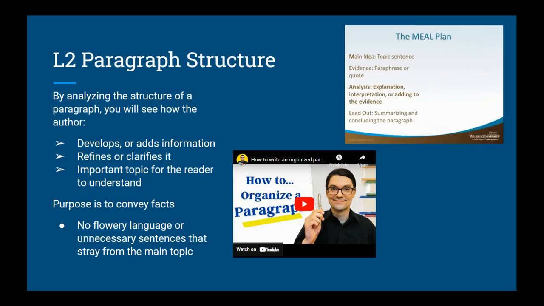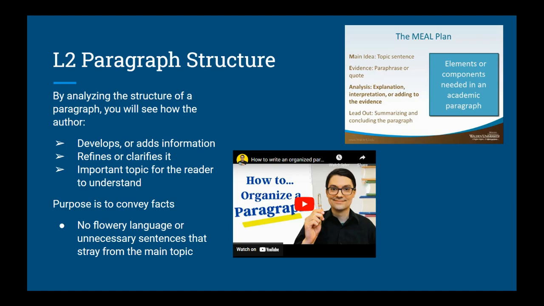Analysis and evidence both occur not in a vacuum, right? They both occur within paragraphs. Now the meal plan is a way to conceptualize paragraphs. It's meant to conceptualize the elements that need to be present in an academic paragraph. The meal plan is 4 parts, MEAL, and it stands for the 4 components that have to be present in the paragraph. Now I don't mean sentences, but components. So bear with me here if this is new.